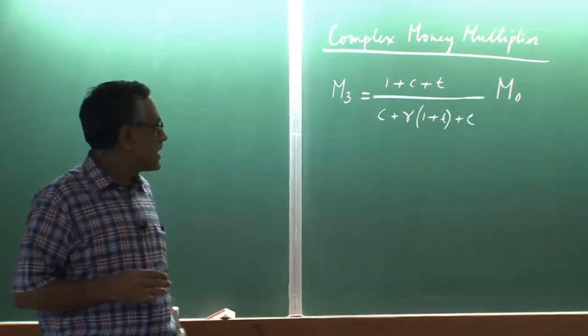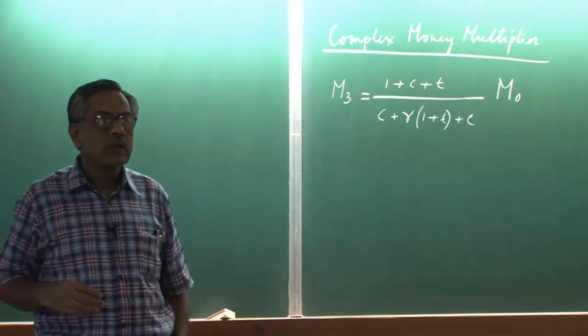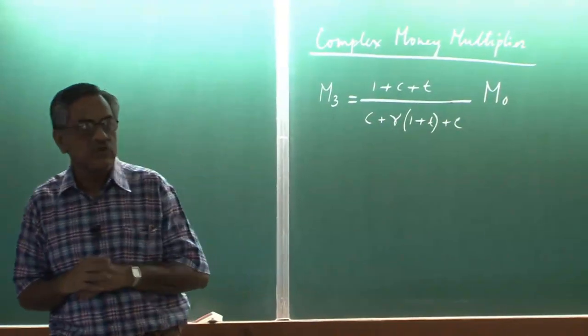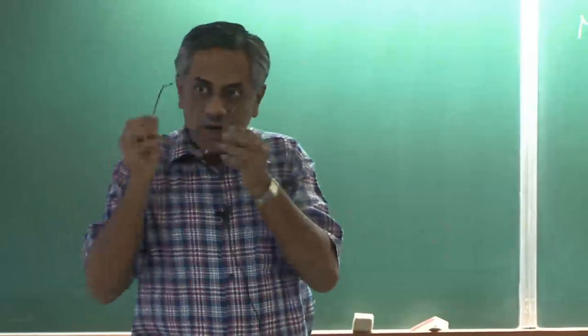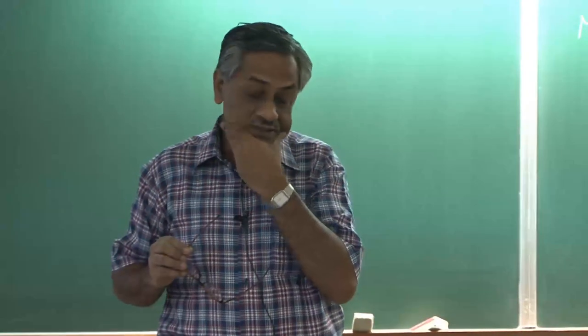And finally, there is a parameter which is not statistically very significant. You will see the numbers today. E is bank's cash holding. Bank's cash holding is not a very large number. Now, what I am trying to tell you is that there can be various reasons for which M3 changes.